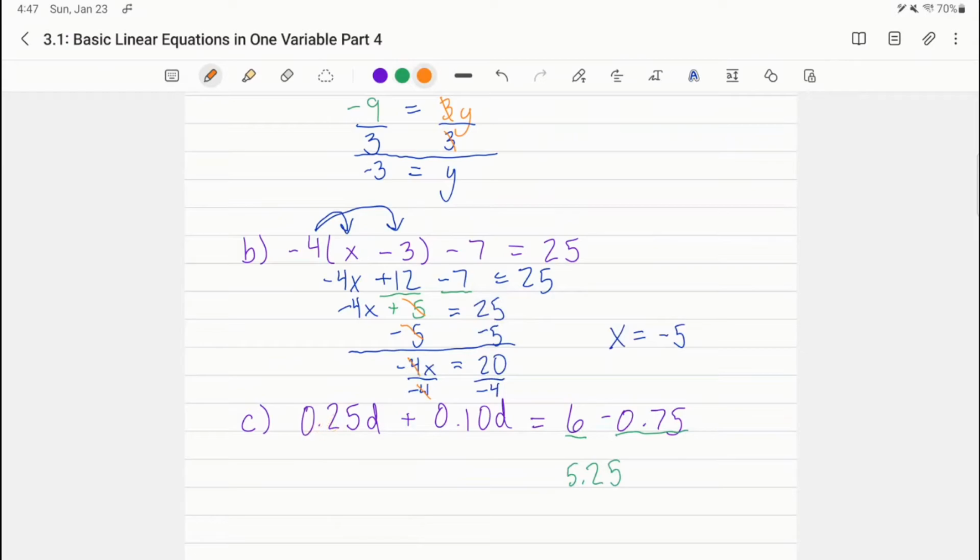Then on the left-hand side, we have 0.25d plus 0.10d. Those have the same number of decimal places, so it's basically just 25 plus 10, which is 35, but then since they both have 2 decimal places, 0.35d. And those are equal to each other. And last but not least, I need to divide by 0.35 on both sides.